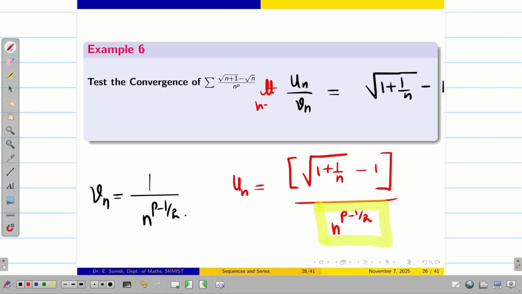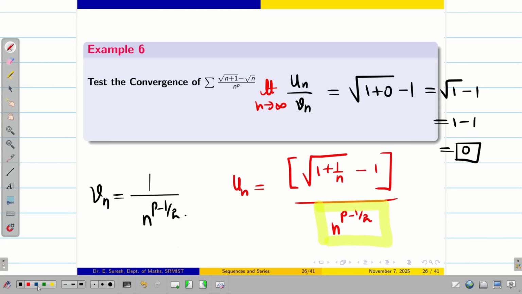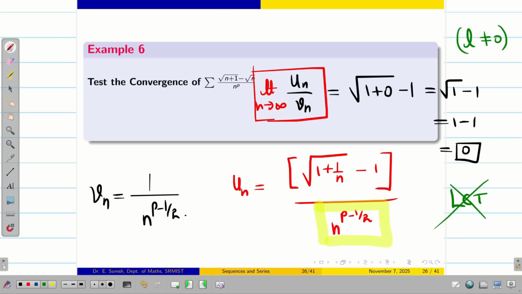When we apply limit n tends to infinity on both sides, we get square root of 1 plus 0 minus 1, that is root 1 minus 1. Simply 1 minus 1, it is going to be 0. But according to the limit comparison test, when I apply limit n tends to infinity for un by vn, it should be some finite L and it should not be equal to 0. But we get 0 here. That means we should not think that limit comparison test is failed for this problem.